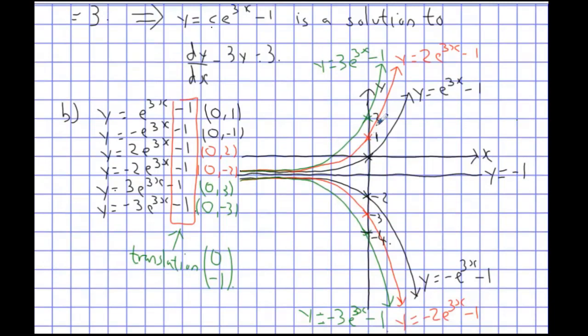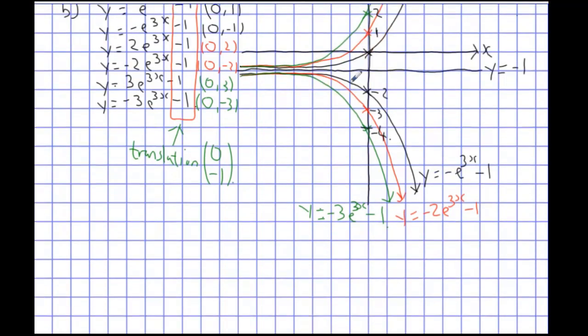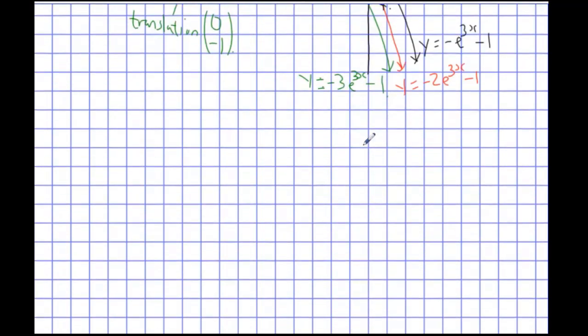So you actually can already see that only one of these curves passes through 0, 2, and it is y equals 3e to the 3x minus 1. So that should be our answer. If it isn't, then something's gone wrong, either with the graph or what I'm about to do. But I will show you algebraically as well.